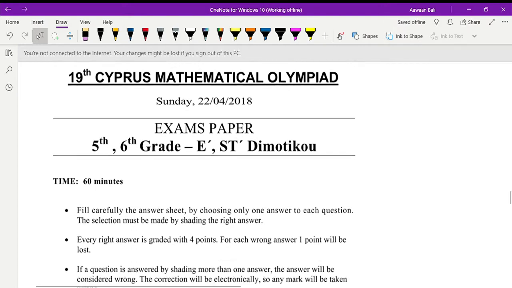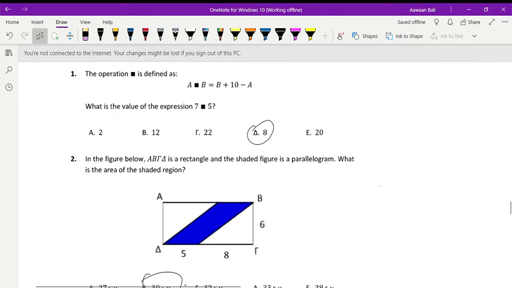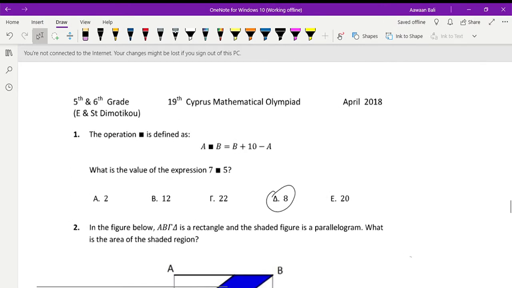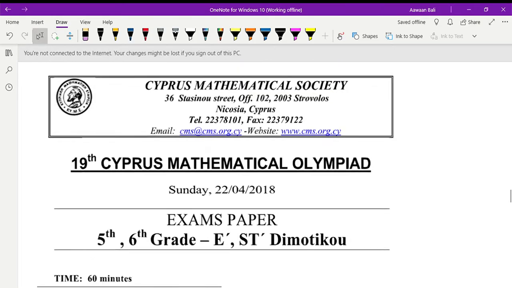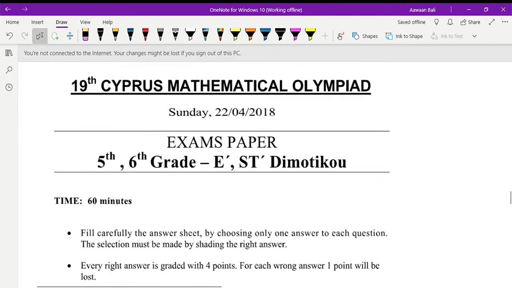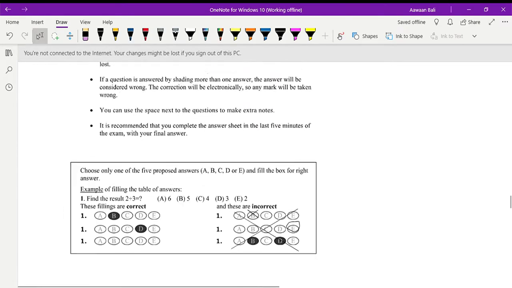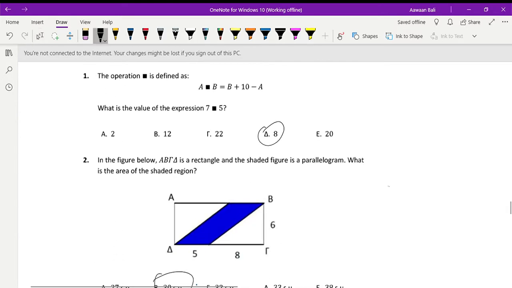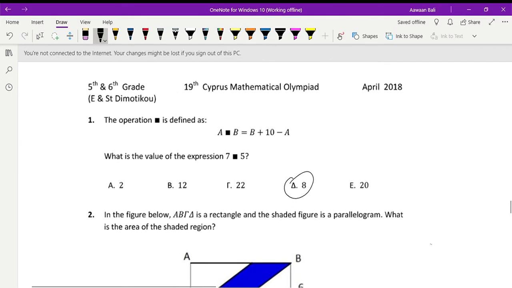So now I guess we have to continue with the next paper. This is 2018. Yeah, so this is 2018 and the 19th Cyprus Mathematical Olympiad for 5th and 6th grade. Question number 1. The operation square is defined as a square b is equal to b plus 10 minus a. What is the value of the expression 7 square 5?